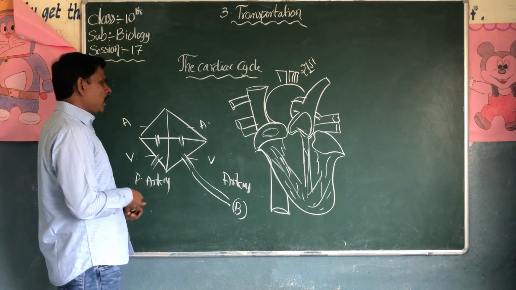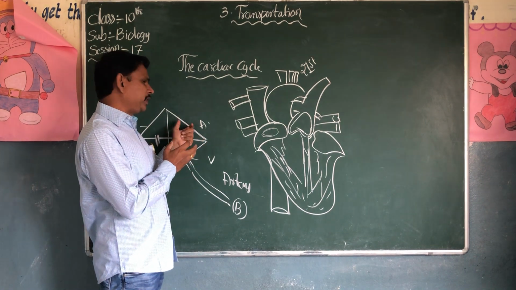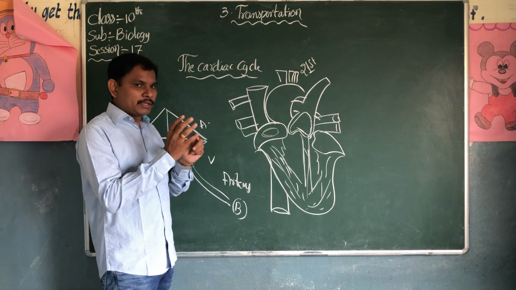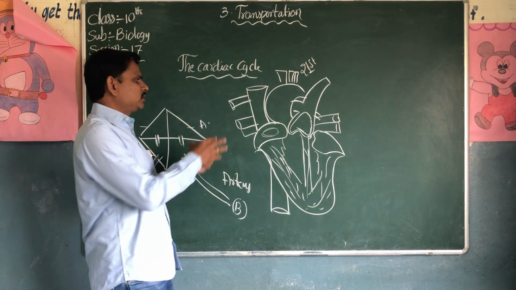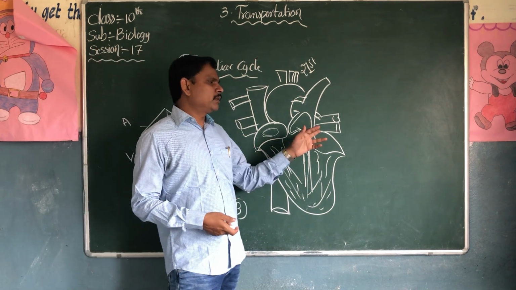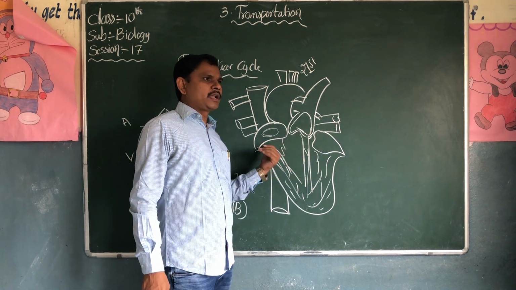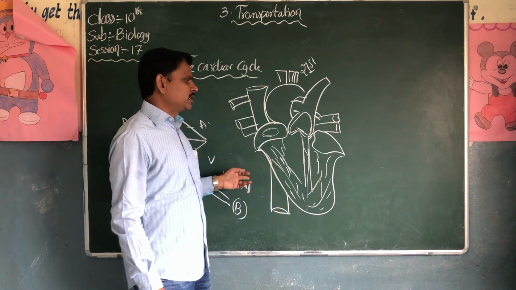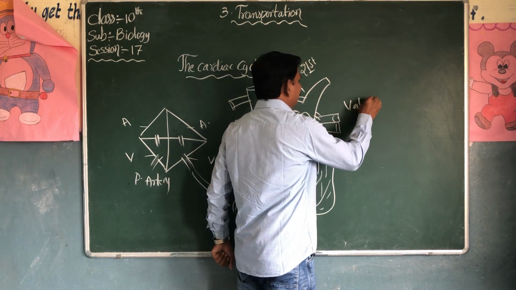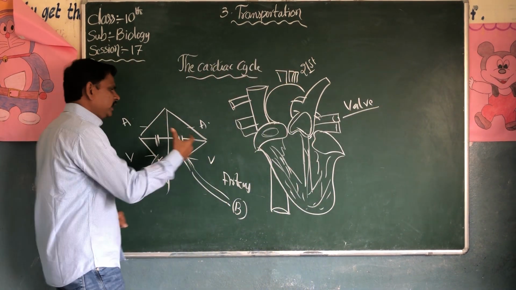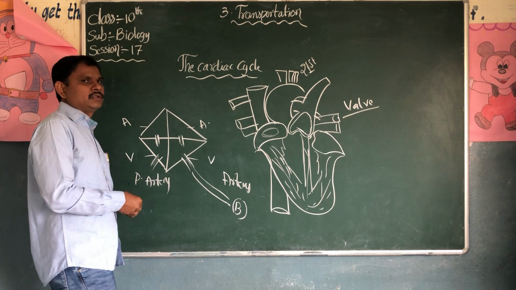Today we are going to discuss how the blood is flowing from atria into ventricles. What happens when the blood is flowing from atria into ventricles? So this is about the structure of the heart: 4 chambers, left atria, right atria, left ventricle, right ventricle. The valve is present between the apertures, left atria and left ventricle.